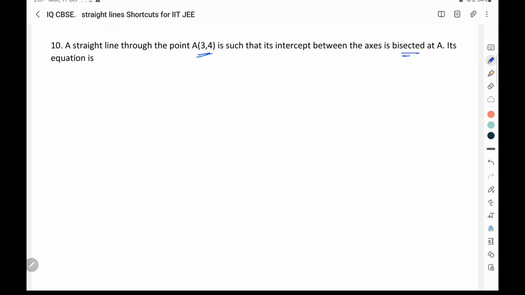Next one. See, same model. The point is given and it says the axis is bisected. Bisected means m1 is to m2 we will take as 1 is to 1. Again x1, y1 is common. So x/3 + y/4 = 1 + 1. Again the LCM: 4x + 3y = 2 into 12, that is 24. Over. How easy!